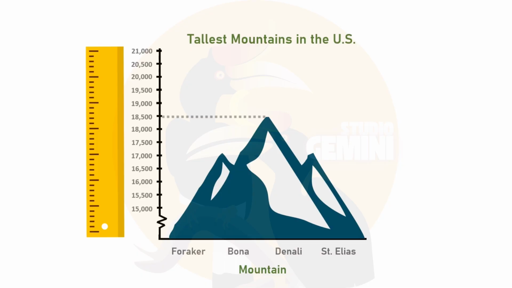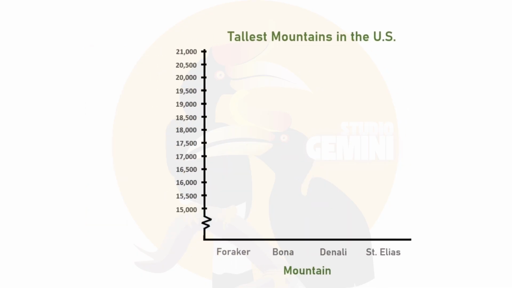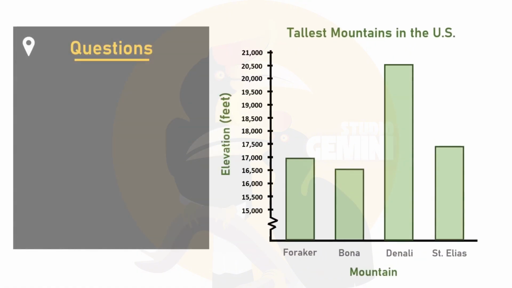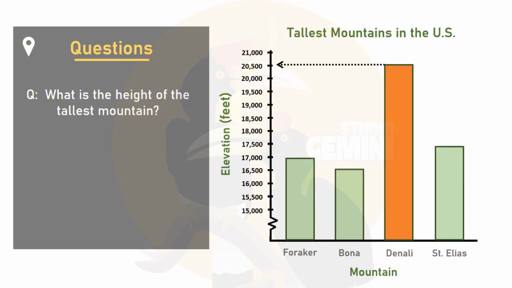Okay. Now let's use our bar graph to answer some questions. First, what is the height of the tallest mountain in our graph? Well, we see that the bar for Mount Denali is the tallest, which means that Mount Denali has the highest elevation. Comparing the top of the bar to the vertical axis, we can see that Mount Denali has an elevation of 20,500 feet. So our answer is 20,500 feet.